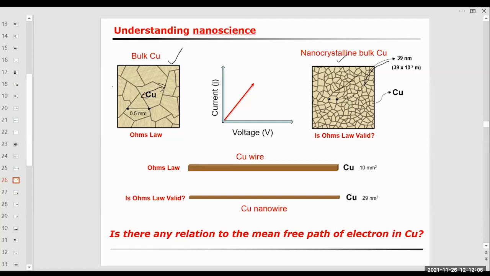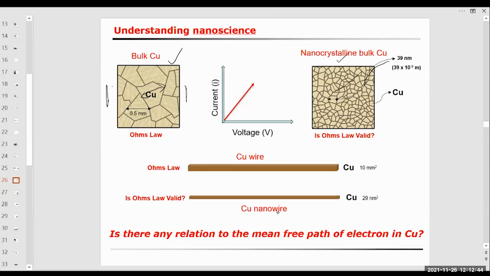Each grain is on average about 39 multiplied by 10 power minus 9 meters. Okay, 10 power minus 9 meters is nothing but one billionth of a meter. One millionth is itself quite small, but we are talking about one billionth of a meter. So 39 divided by 10 power 9. So these grains are very small. And now we are conducting an experiment on the flow of current in these materials.